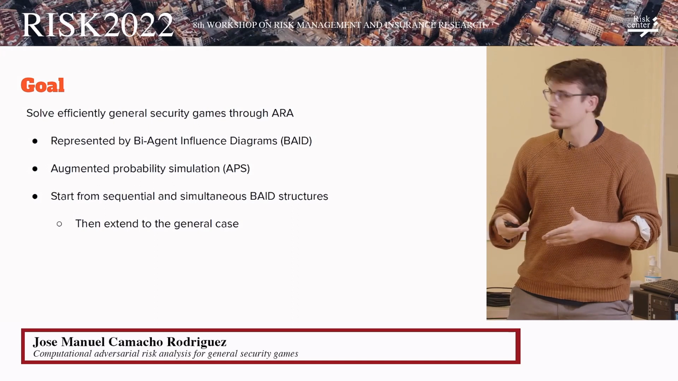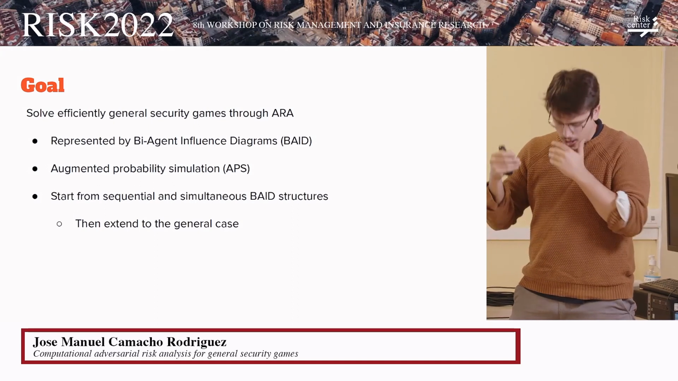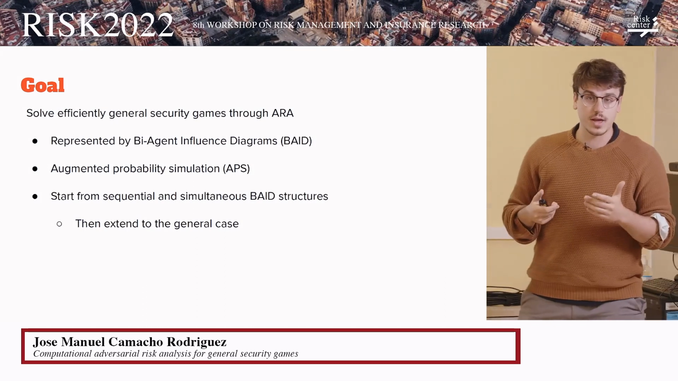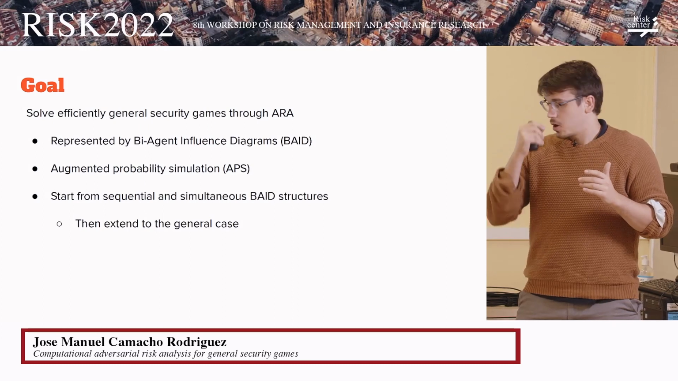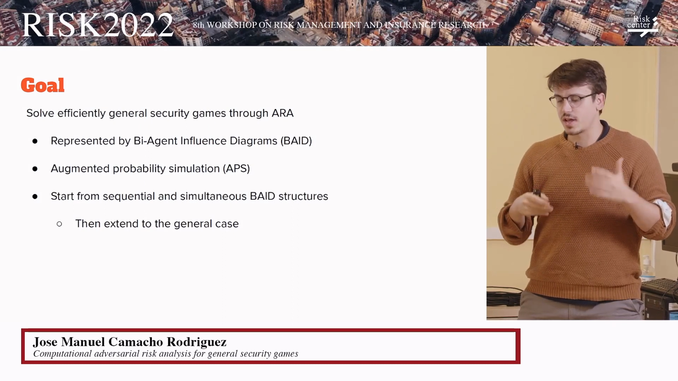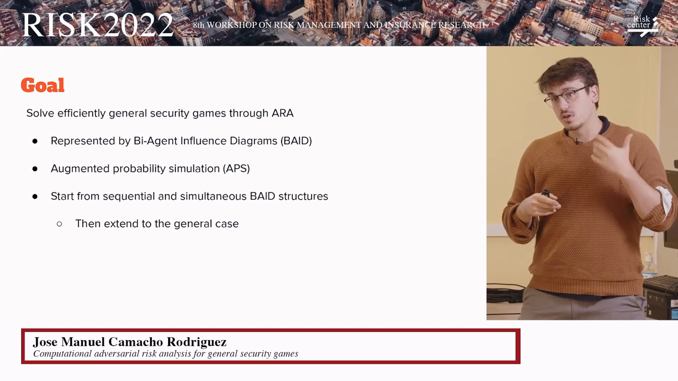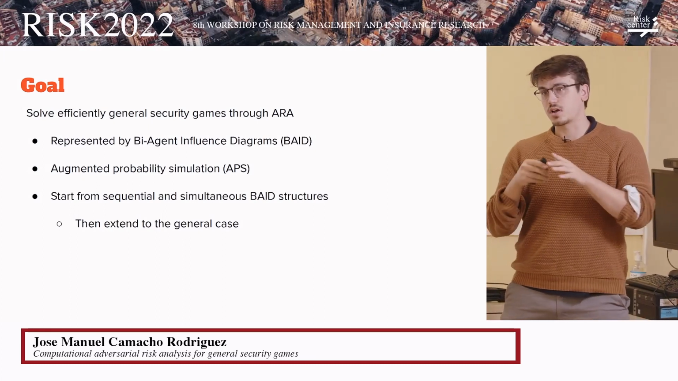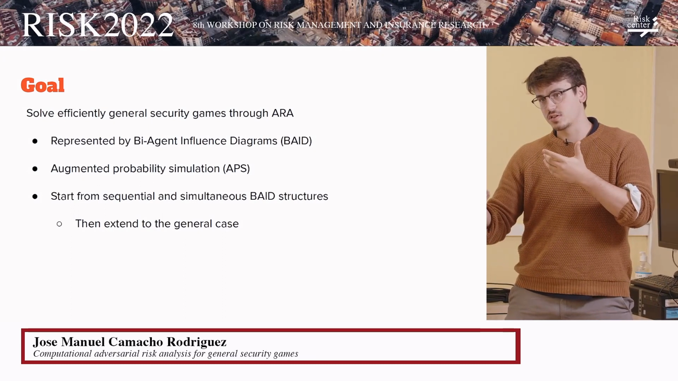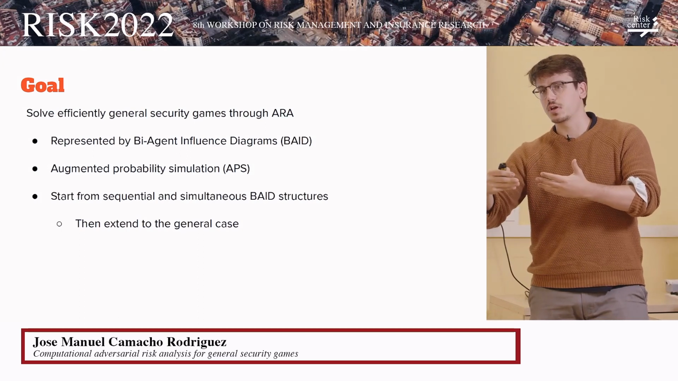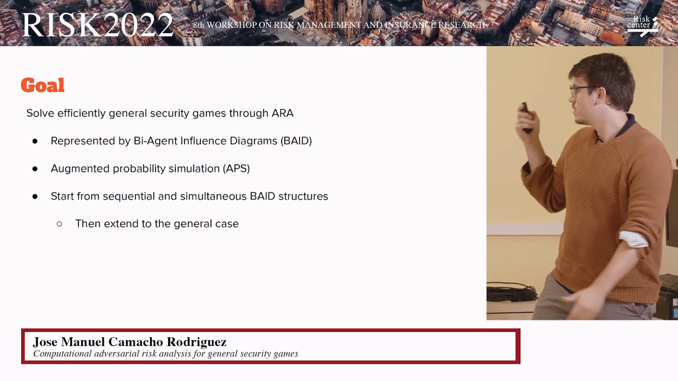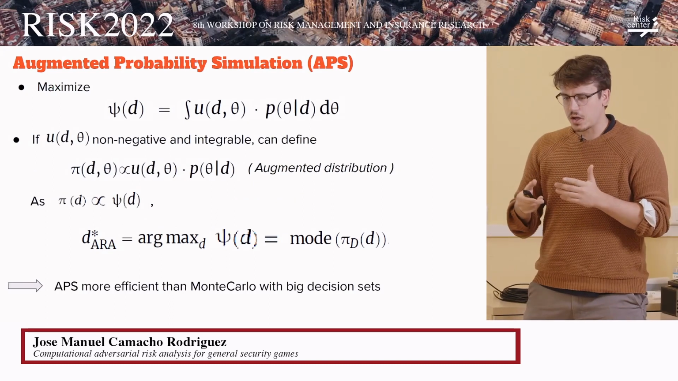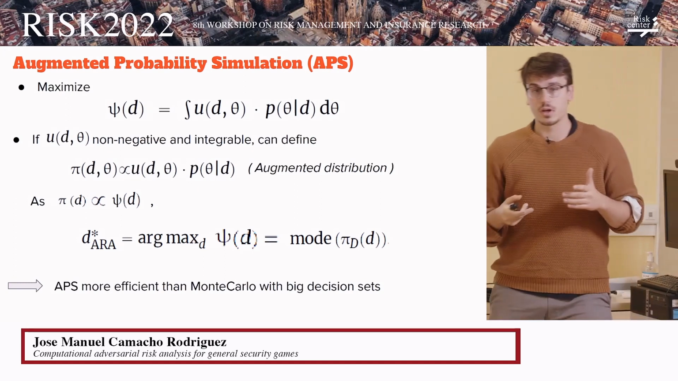We solve general security games efficiently through adversarial risk analysis with augmented probability simulation, APS. We do this by first representing the games with Bayesian influence diagrams. I will introduce the sequential case and the simultaneous case of security games, and from that we can work with general games. So first of all, I will introduce the augmented probability simulation.